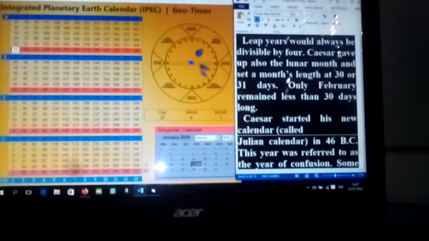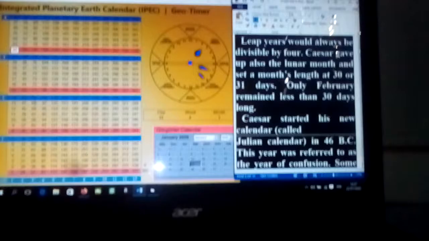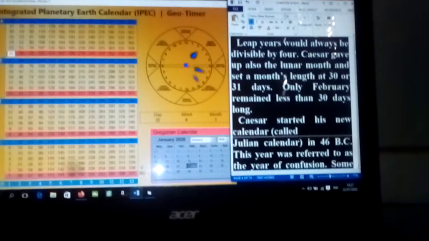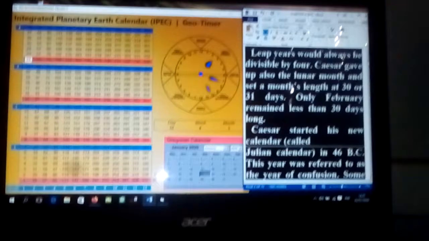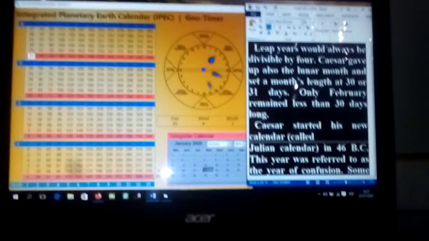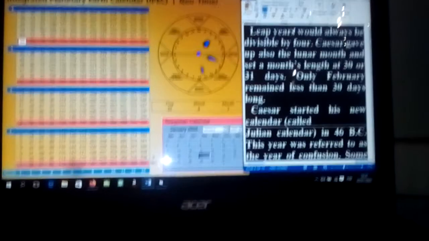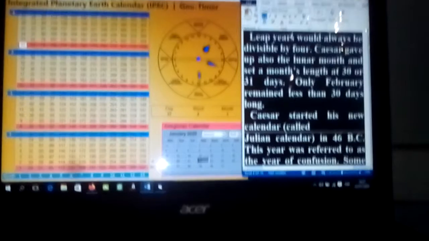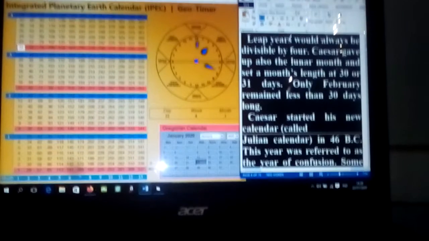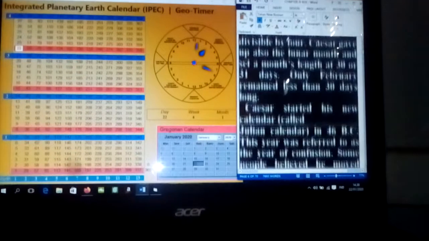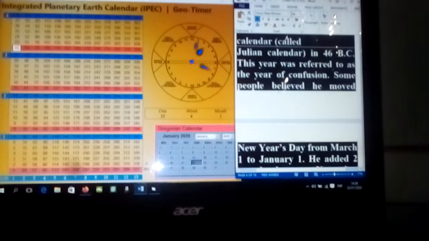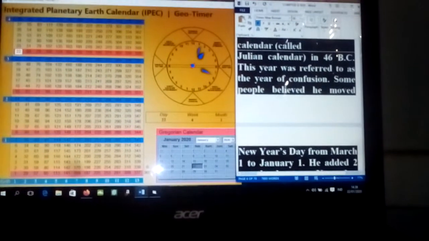Caesar also gave up the lunar month and set each month's length at 30 or 31 days. Only February remained less than 30 days long. Caesar started his new calendar, called the Julian calendar, in 46 BC. This year was referred to as the year of confusion.